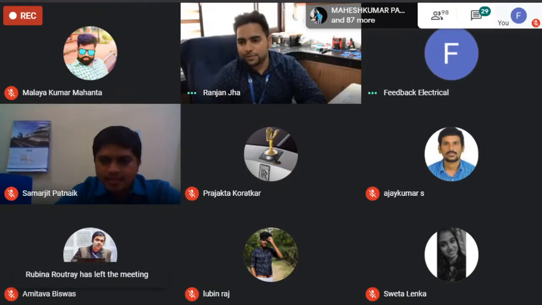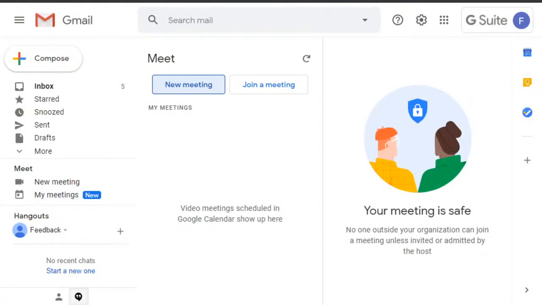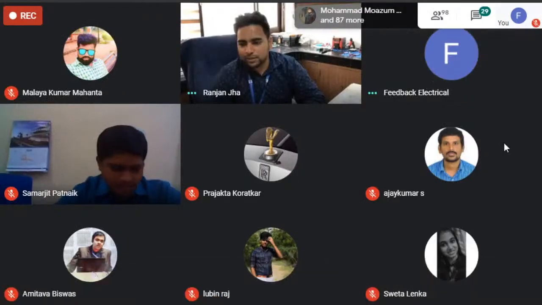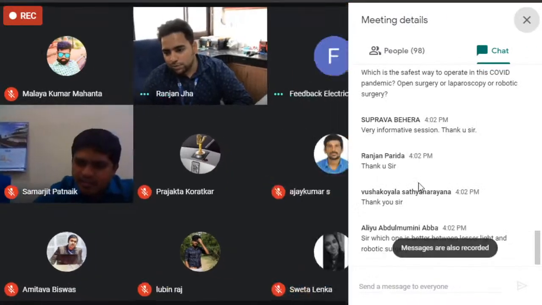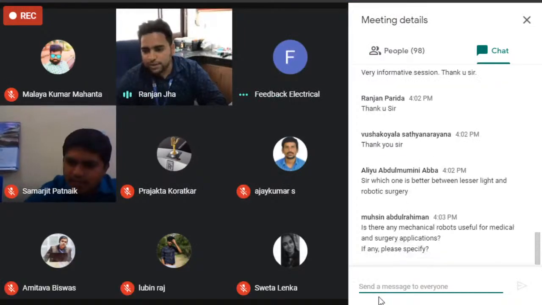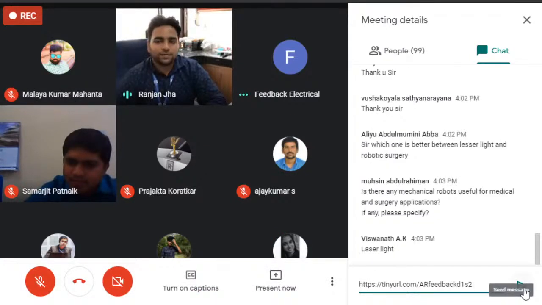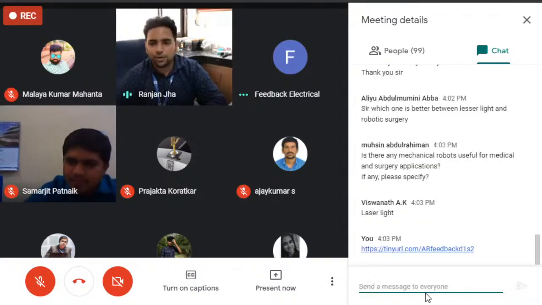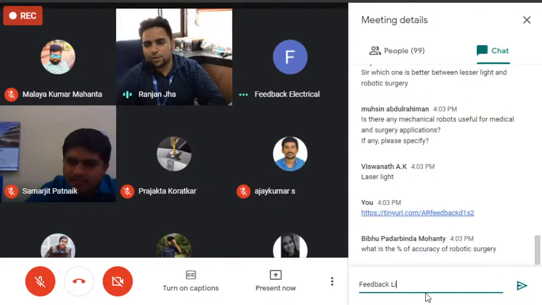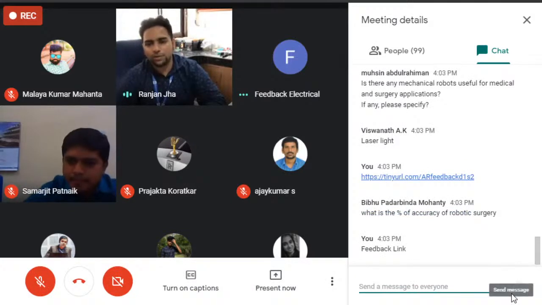One question is, which one is better, laser light or robotic surgery? Laser surgeries are different, especially for the eyes and so on. That is a different kind of surgery, and in robotic surgery we are talking about general surgeries like gallbladder or standard procedures which you can't do with the laser.